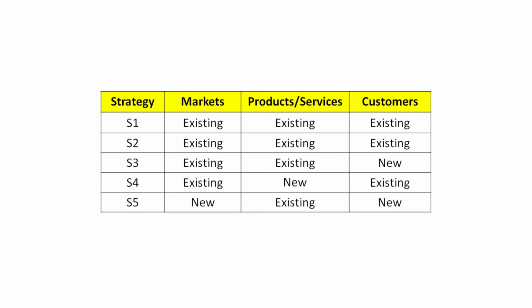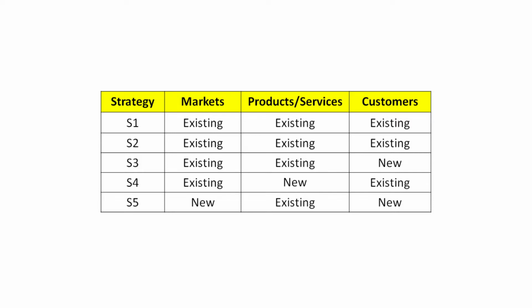The second parameter is products and services. This parameter tells us if the strategy involves existing products and services or new products and services. The third and the final parameter that helps us to decide complexity of the strategy is customers. This parameter tells us if the strategy involves existing or new customers. The table here shows parameter values for each strategy.